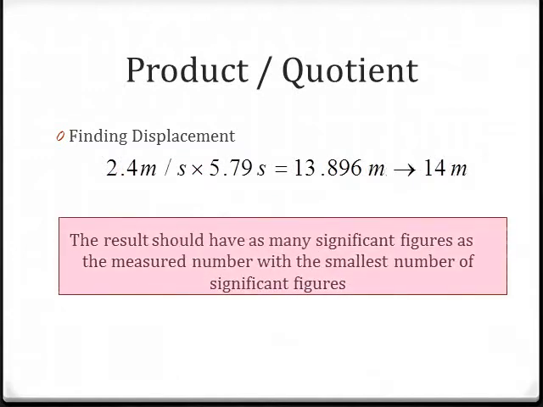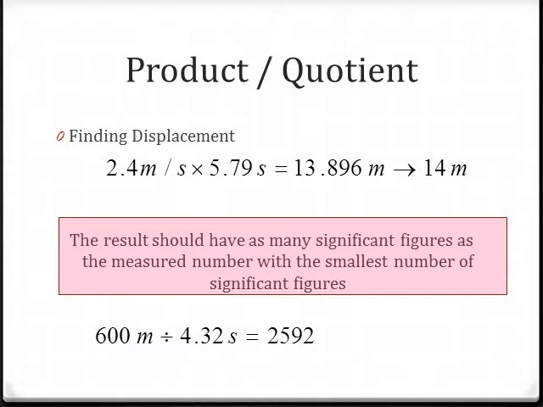So the rule in general is, and this is also found on your pink sheet, the result should have as many significant figures as the measured number with the smallest number of significant figures. Okay, so let's look at another example, except this time with division. If you want, pause the video and see if you can figure this one out for yourself.